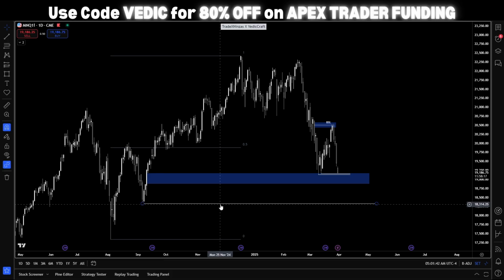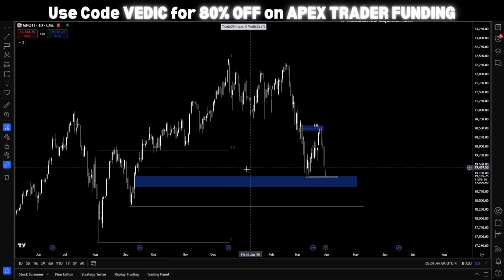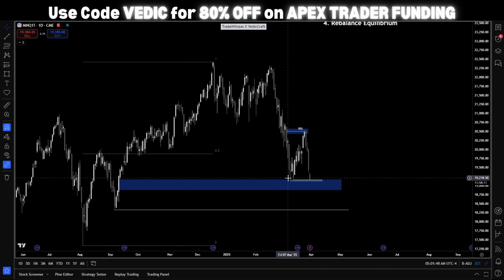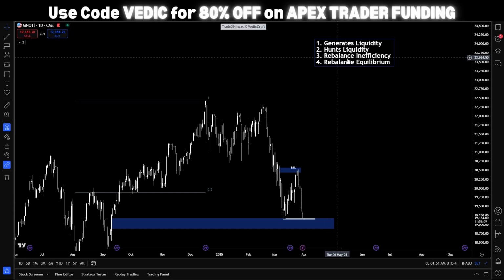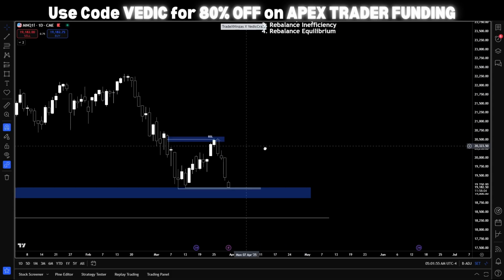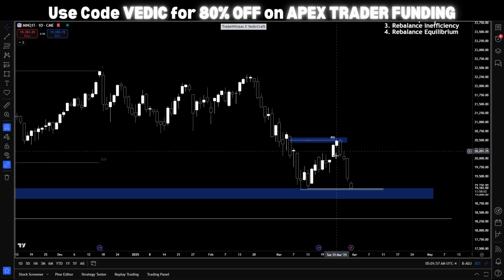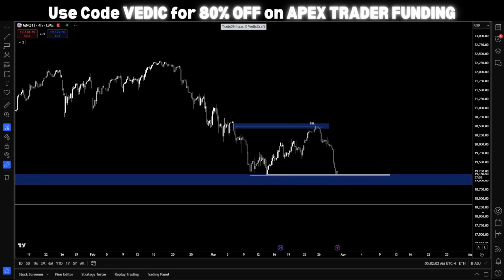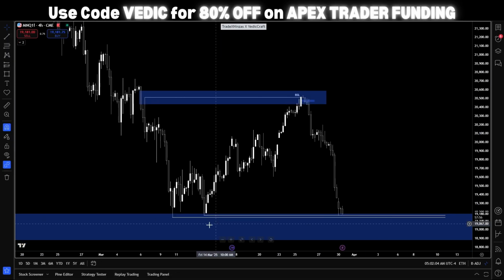On our discount area, we had an inefficiency which price filled, it rebalanced the inefficiency, and it started generating liquidity. This push upward is just generating liquidity. If I zoom into the 4 hour, see the way we are continuously moving upward, we are moving slowly. We are not having any rebalance, so this rebalance is just a manipulation for me.